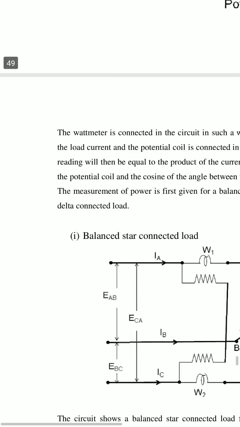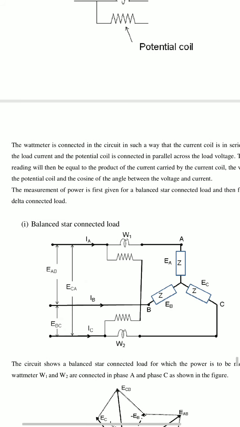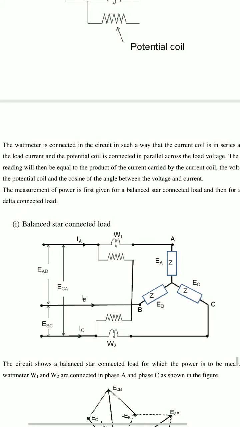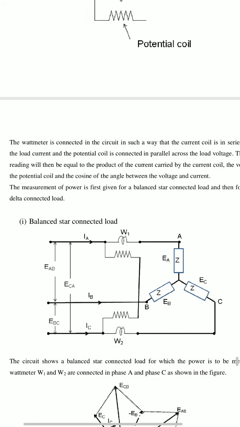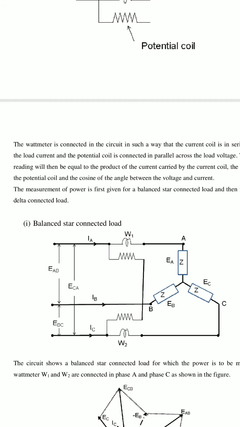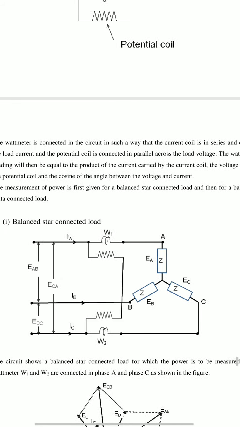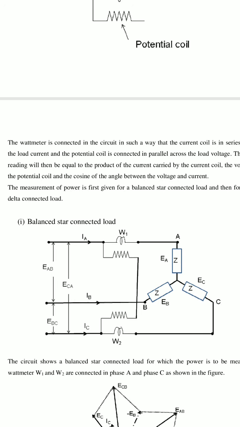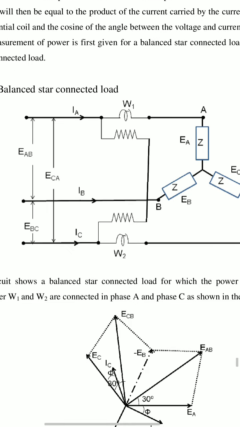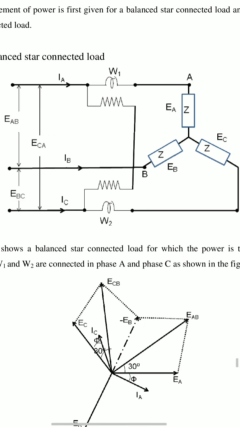So the wattmeter reading will then be equal to the product of the current carried by the current coil, the voltage across the potential coil, and the cosine of the angle between the voltage and current. The measurement of power is first given for a balanced star connected load and then for a balanced delta connected load. Here this is the star connected load. See, observe this one.